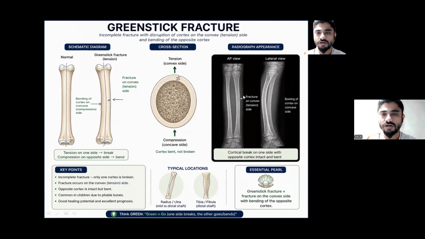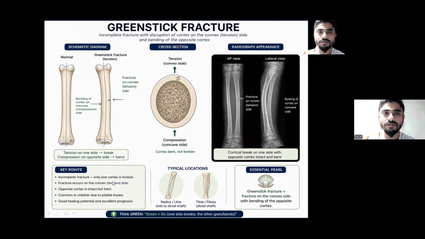Here you can see there is a fracture on the convex side of the bone. This is the concave side of the bone, this is the convex side of the bone, so there is a fracture on the convex side. Here also you can see there is a tiny fracture. I know it is difficult to see on a lateral radiograph because of the nature of the image. The image is not very high definition, that's why it is not very well seen.